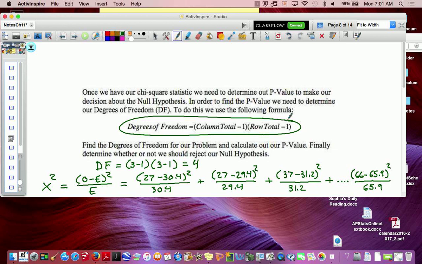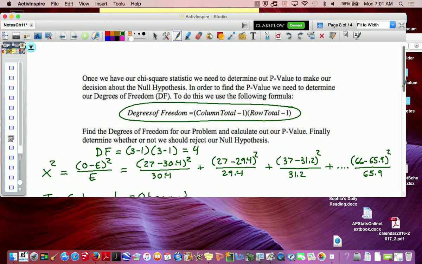So in our particular case, our degrees of freedom, 3 minus 1, 3 minus 1 because we had 3 responses, 3 types of treatments, 3 minus 1 is 2, 3 minus 1 is 2, 2 times 2, our degrees of freedom is 4. So now what you can start to see down here is I'm starting to calculate my chi-squared statistic.